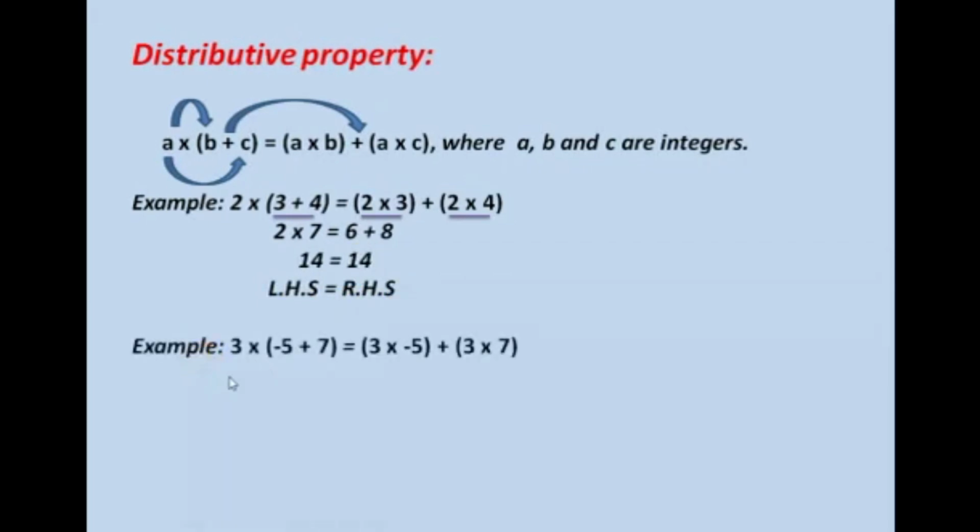Another example, 3 multiplied with the difference of minus 5 and plus 7, which is equal to 3 into minus 5 plus 3 into 7. 3 into minus 5 is obtained from the product of 3 and minus 5. Plus is taken from the middle. 3 into 7 is obtained from the product of the first integer 3 and the third integer 7.